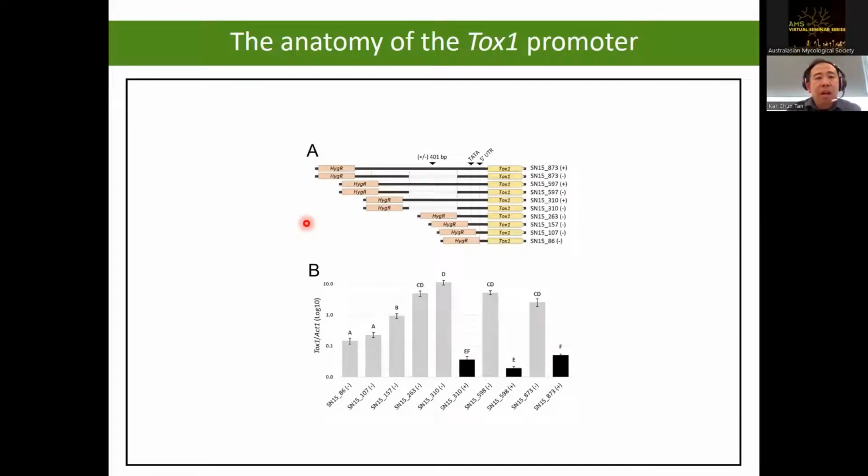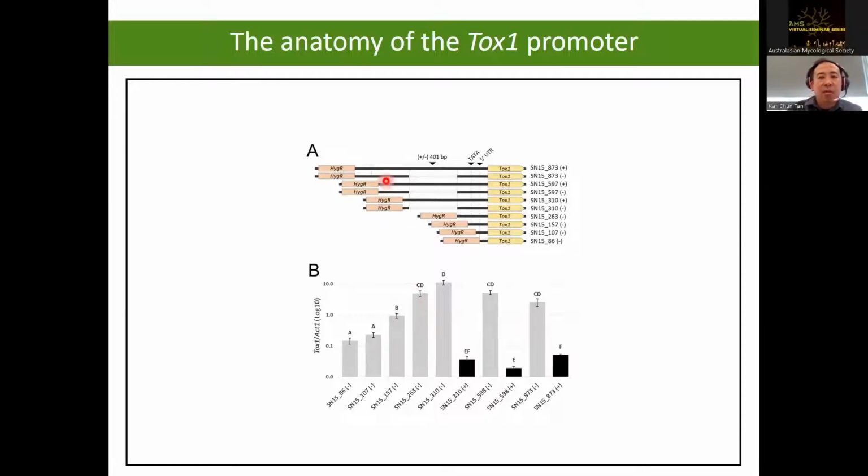The next thing we did was a little bit of work on the anatomy of the TOX1 promoter. So we did sequential promoter deletion to find out which areas of the promoter are important for TOX1 expression. And then we transformed these individual constructs into our SN15 and directly replaced the TOX1 locus. It gets a little bit complicated to try to relate this to the expression of TOX1 below over here, so I'll summarize it for you.